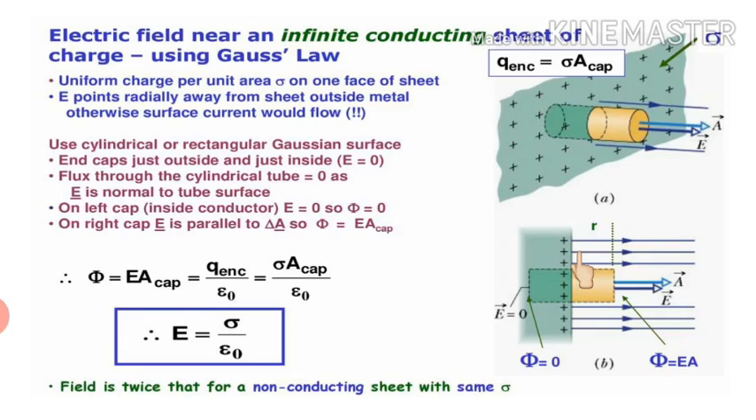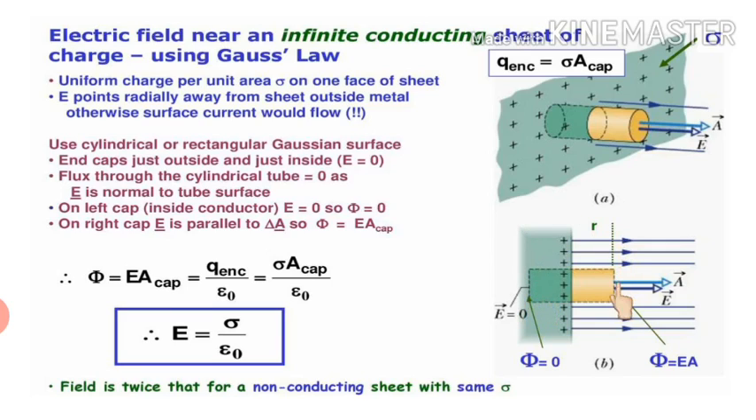Cos 90 is 0. It means flux through this area will be 0. No flux will be there through this curved surface area. Now we will talk about this left cap. In this left cap, no charge is there, and if no charge is there, no flux will be there. It means for the left cap, flux will be 0.